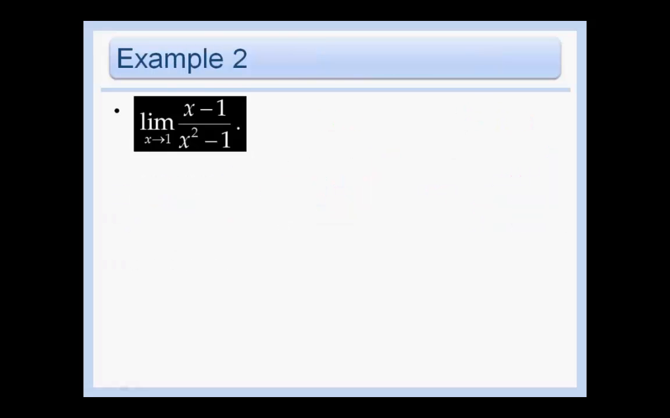Now let's look at another example. The limit as x approaches 1 of x minus 1 over x squared minus 1. What do you know about this? Well, we know that the denominator can't be 0, so where is this function not defined? This function is not defined at x equals 1, right?